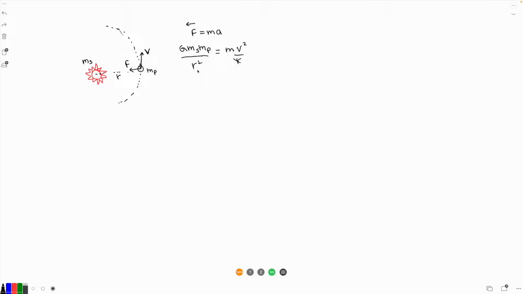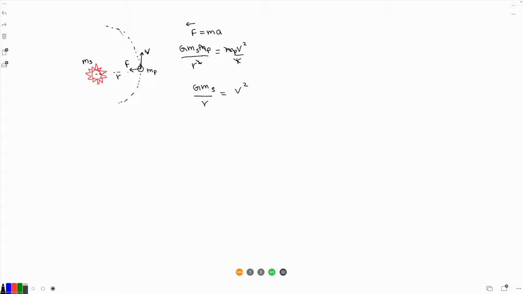I can cancel r with r, and this is also going to be mp, right? So we write F equals ma for this planet, mp. So mp is also going to cancel out. Then I get the value for G ms divided by r equals v squared. Then I'm going to consider the velocity.